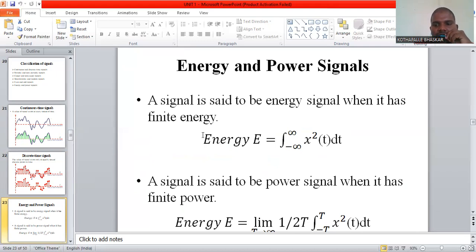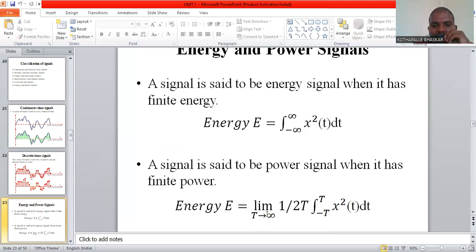Next, coming to power signal. A signal is said to be a power signal if it has finite power. That is, power is equal to limit t tends to infinity of 1 by 2t times integral from minus t to t of x square of t dt. In terms of discrete, power is equal to limit n tends to infinity of 1 by 2n times summation from n equal to minus n to n of x square of n. That is for power signal.